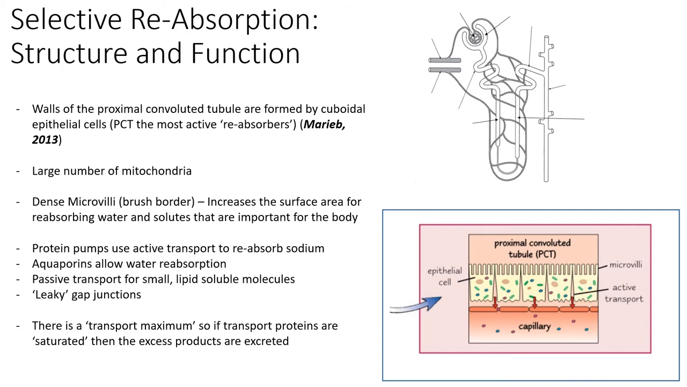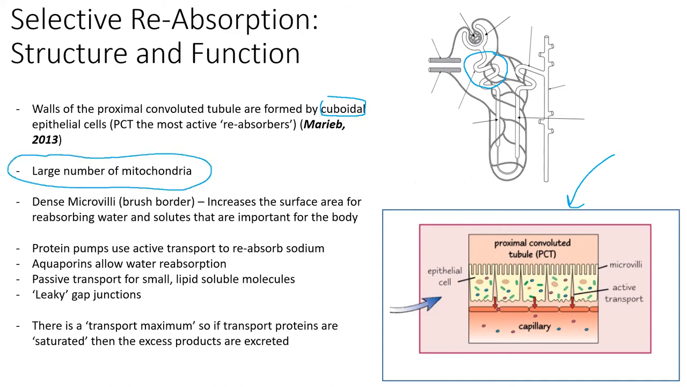So let's have a look at the structure and function. Walls of the proximal convoluted tubule, which is here, let's not forget, are formed by cuboidal epithelial cells on the outside. Okay, so you can see on the diagram here we've got 1, 2, 3, 4, 5 cuboidal cells, cube-shaped cells. Large number of mitochondria.